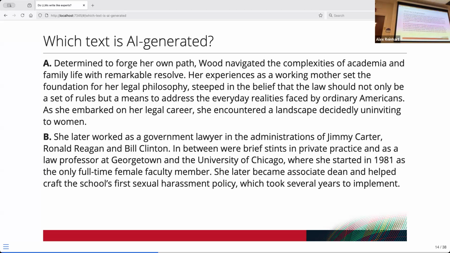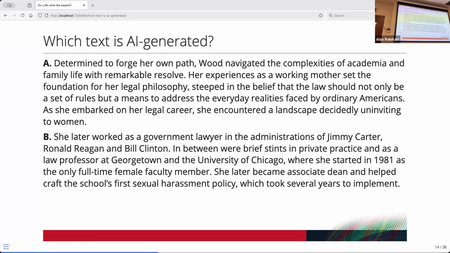So you can see these are both biographical blurbs for someone. So let me ask, how many of you think A is AI generated? Okay, a big chunk. How many think B is AI generated? Okay, 3 versus everyone.